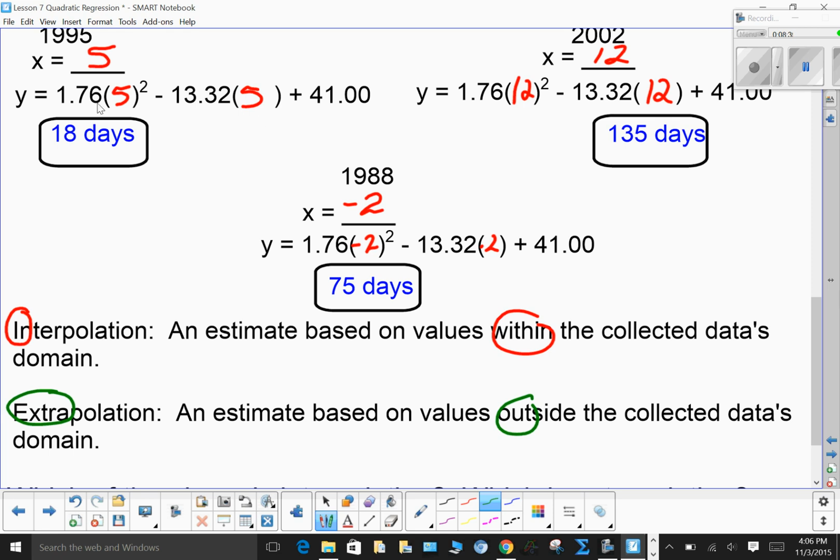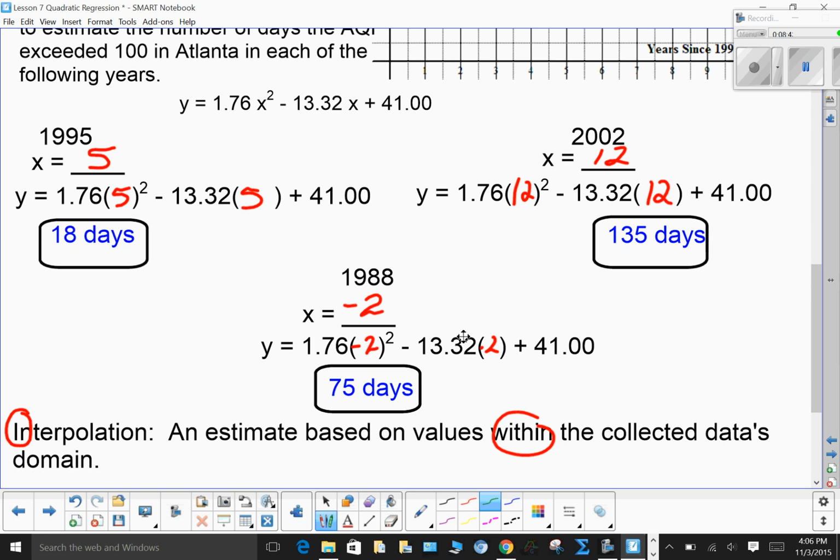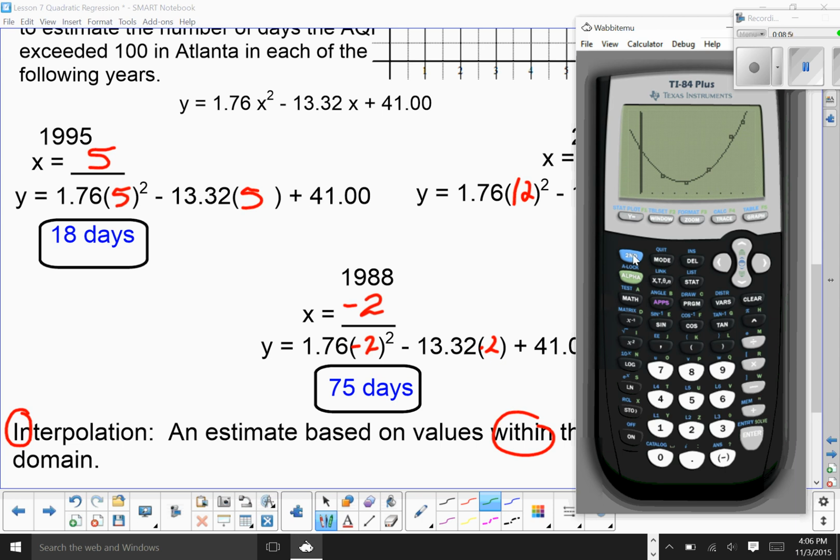Now notice, plugging all these numbers in can be a bit of a pain. You still have to figure out the X value. However, there are a couple of things that you can do with your calculator. I can do 2nd Calc, and I can say I want a value. When X is equal to 5, I can hit enter, and it'll run along here and tell me 18.33. That's what we got.